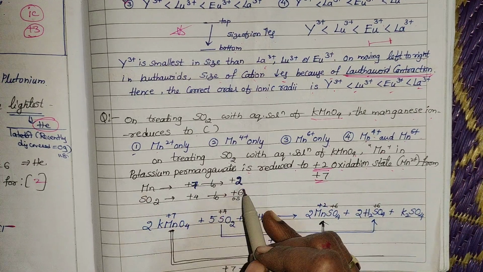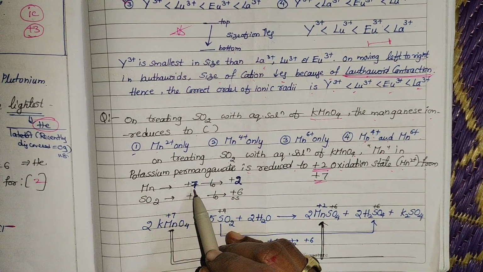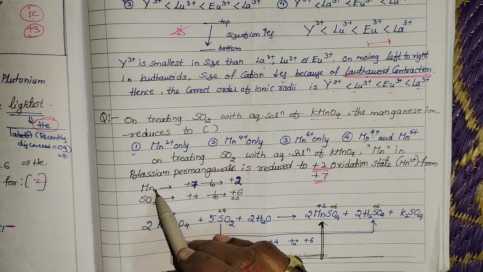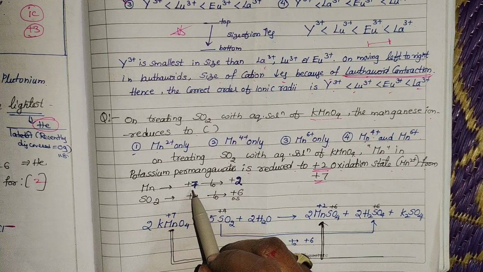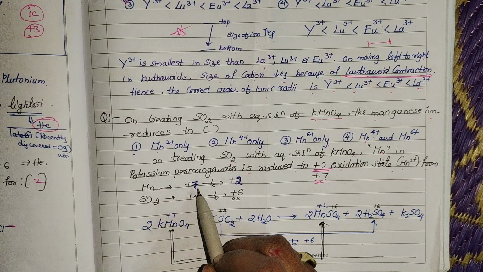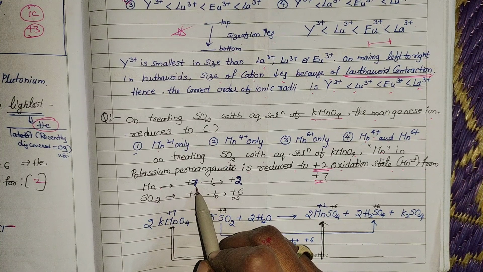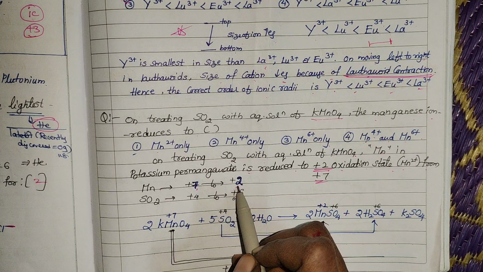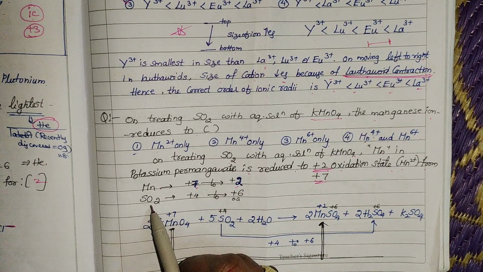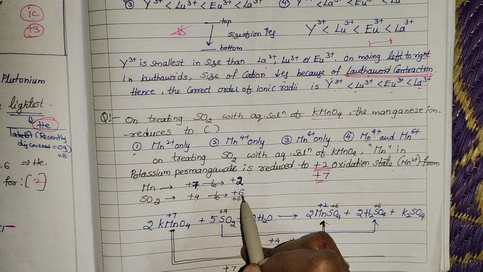These are the reactions they will give. Manganese, what is the condition? Plus 7 converts to plus 2. Starting time manganese is plus 7, later it converted to plus 2, nothing but only 5 electrons gained. Okay, next sulfur dioxide, plus 4 to plus 6 occurs.